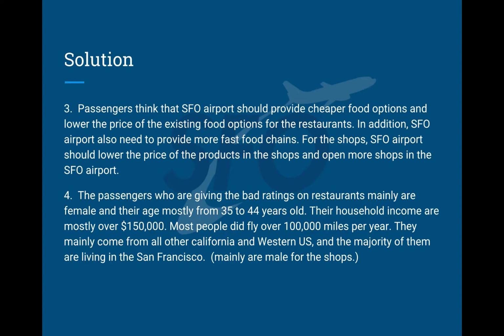So the last one is information about the passengers who are giving bad ratings. They are mainly female and their age is mostly from 35 to 44 years old. Their household income is mostly over $150,000. Most people fly over 100,000 miles per year. They mainly come from all over California and the western US, and the majority of them are living in San Francisco.